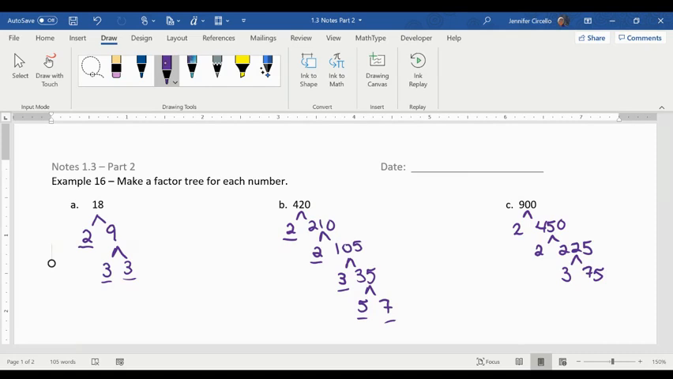Okay. 75, you check 3 again. 75 is divisible by 3. So you get 3 and 25. Then 25 is not divisible by 3. So the next prime number we would check is 5. And 25 is 5 times 5. So my prime factorization is 2 times 2 times 3 times 3 times 5 times 5.